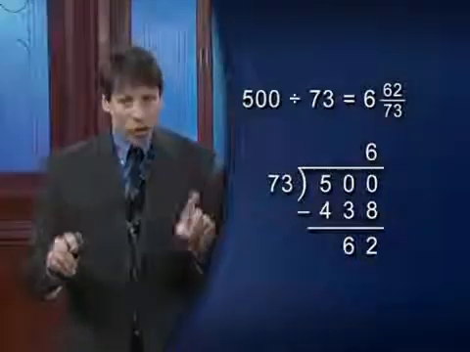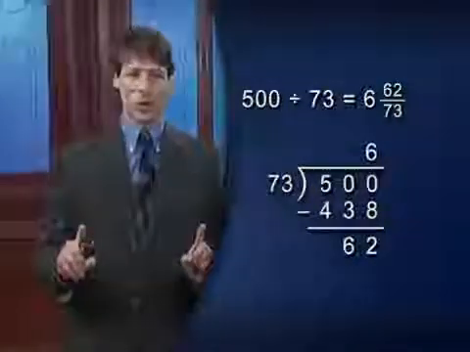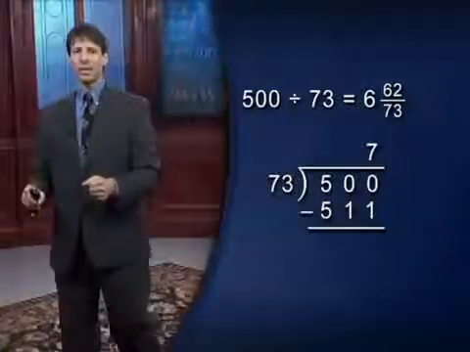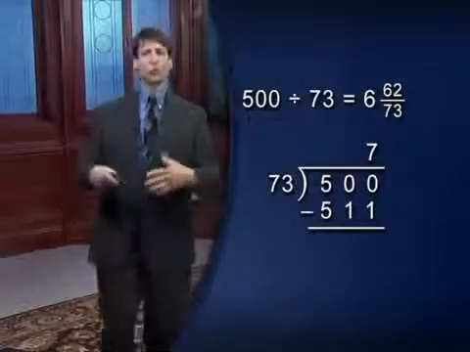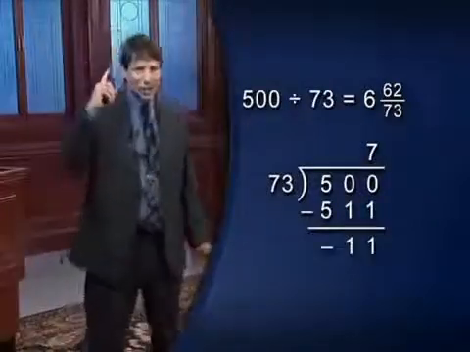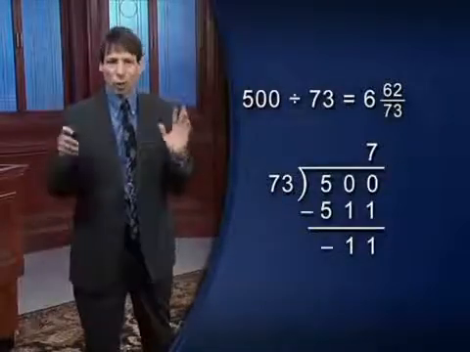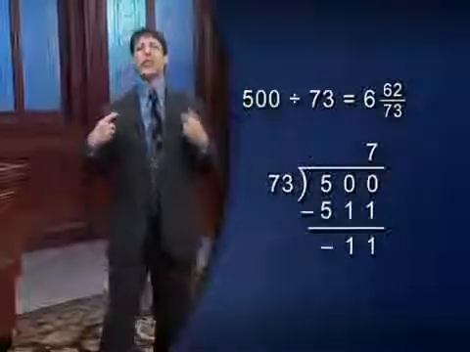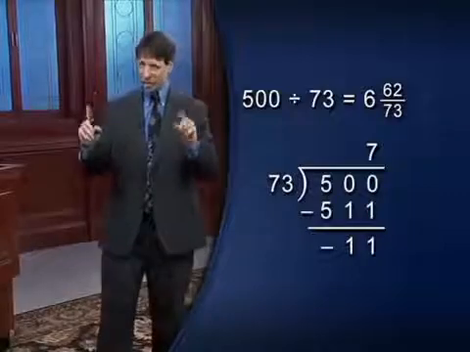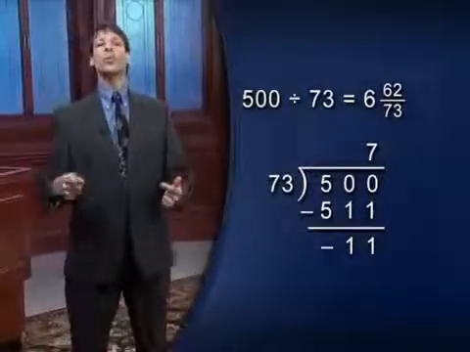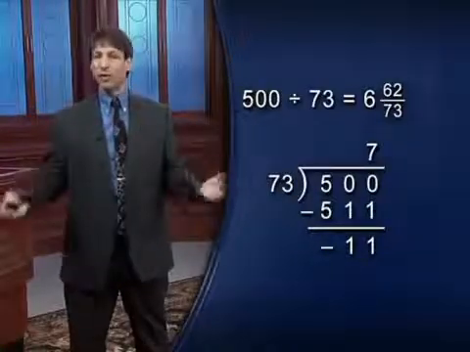But we could have done this problem another way. Remember when we tried 73 times 7 and we got 511? Too big, right? Well, we can actually take advantage of that calculation. That didn't have to go to waste. You could actually think of your answer. Don't say it, but you could think of your answer as 7 with a remainder of negative 11.